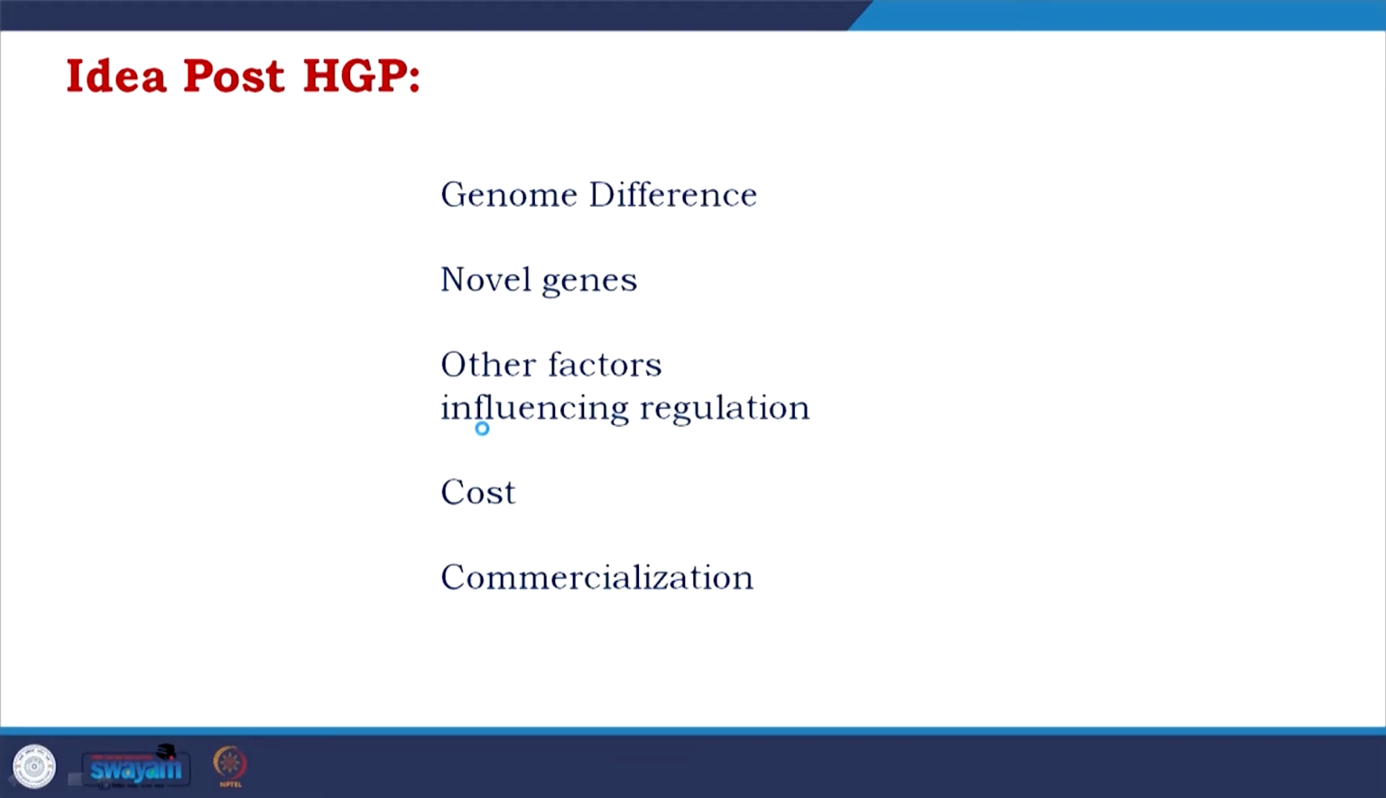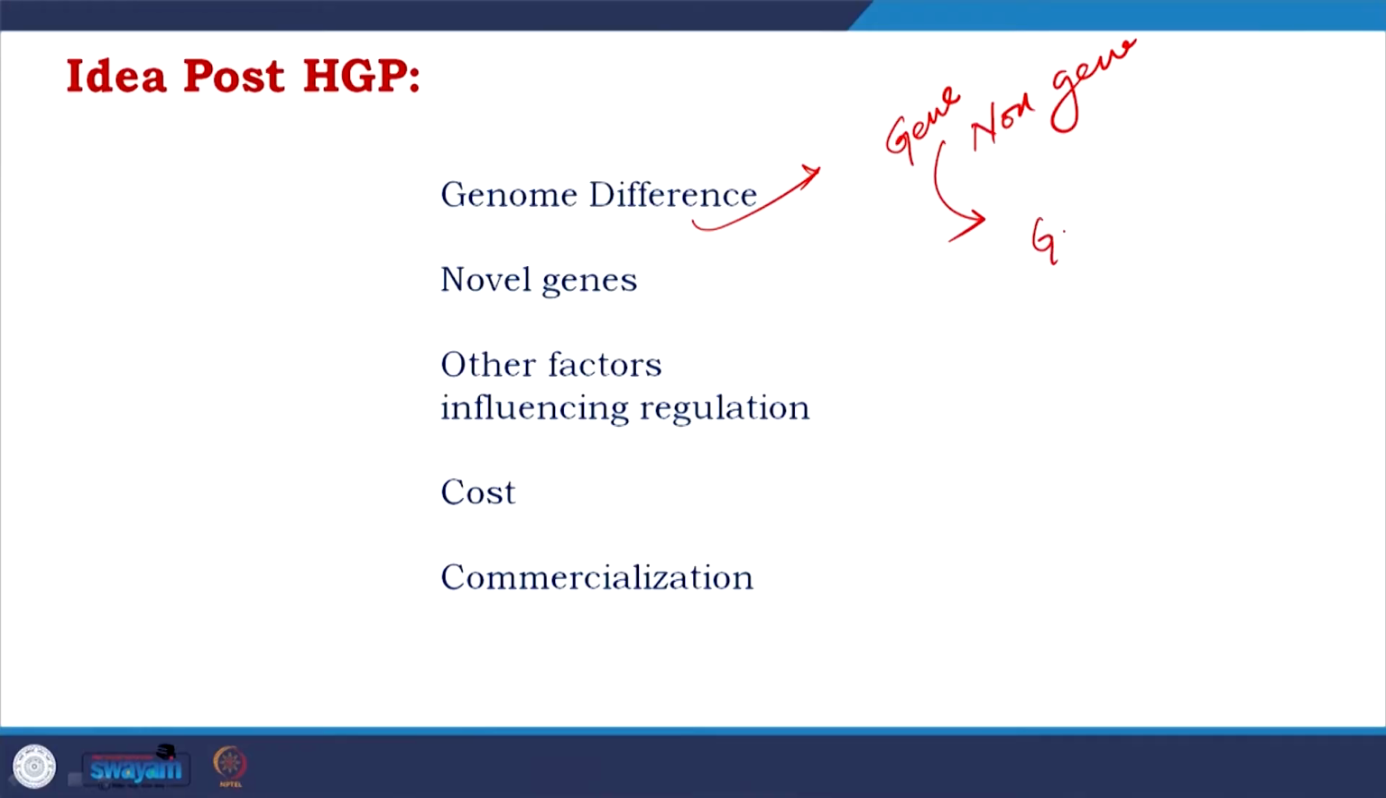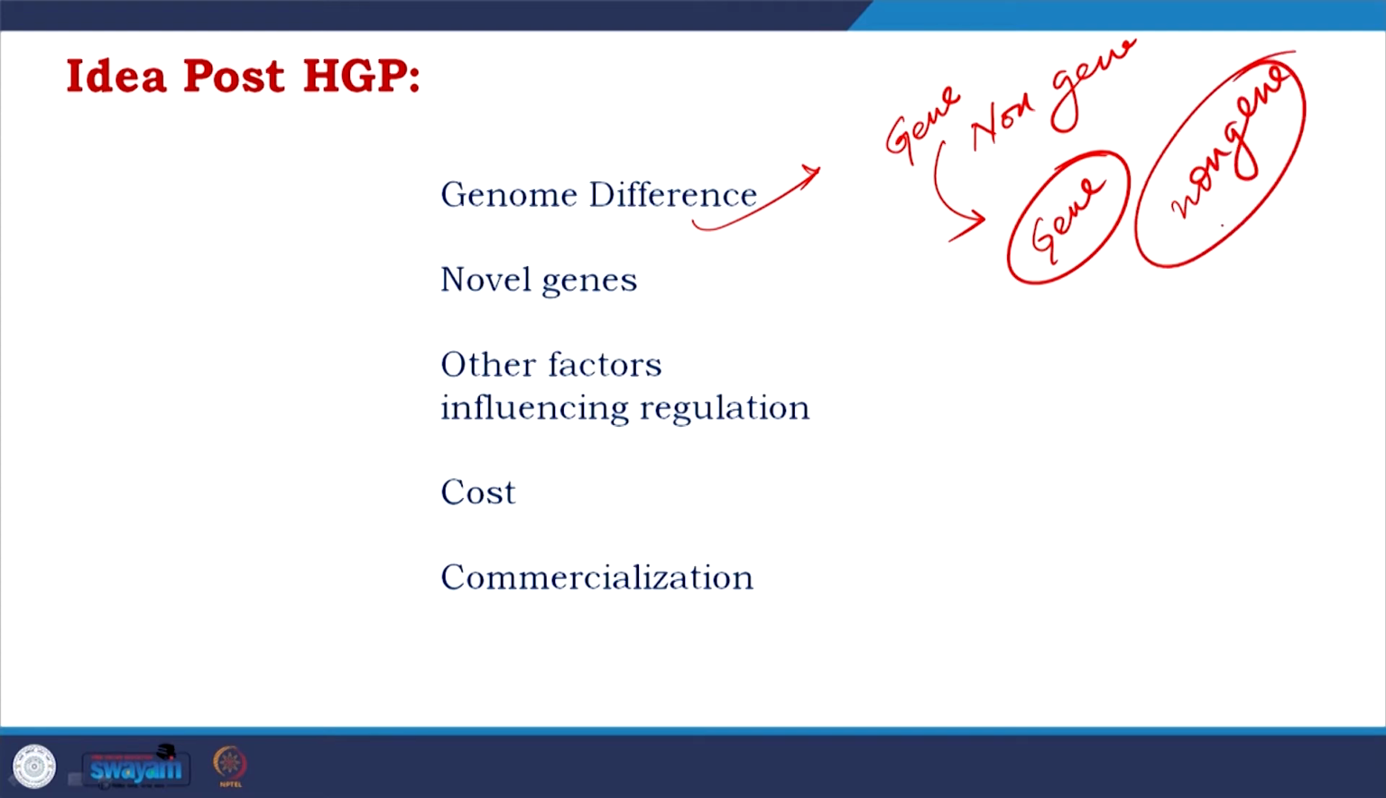So I talked about the pre-human genome project. After the human genome project, the genome difference, as I told about gene and non-gene part, is clear. So now people know that the tiny difference which was predicted before between one human and another human, between human and chimpanzee, is only based on the gene part, and the non-gene part is extremely different and divergent.